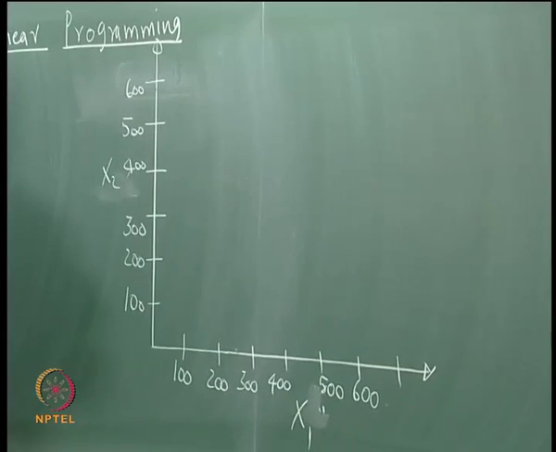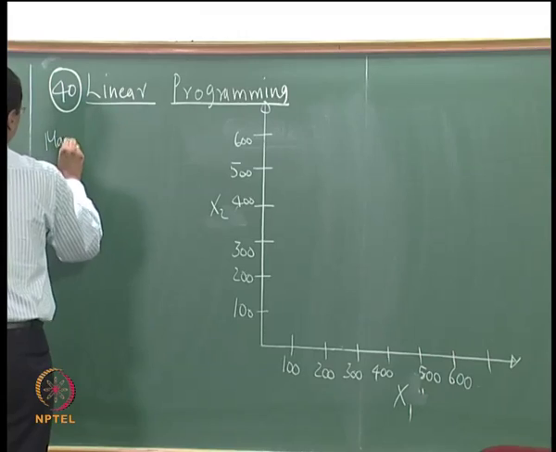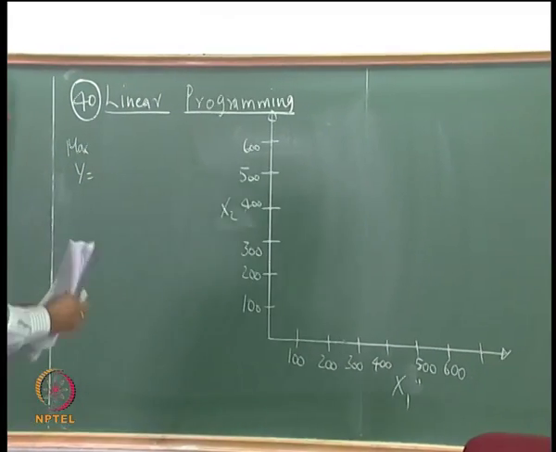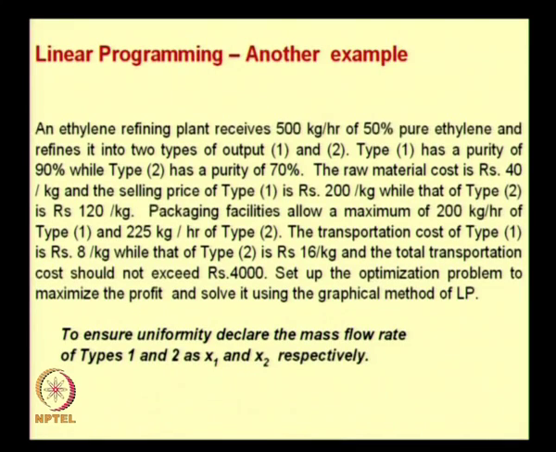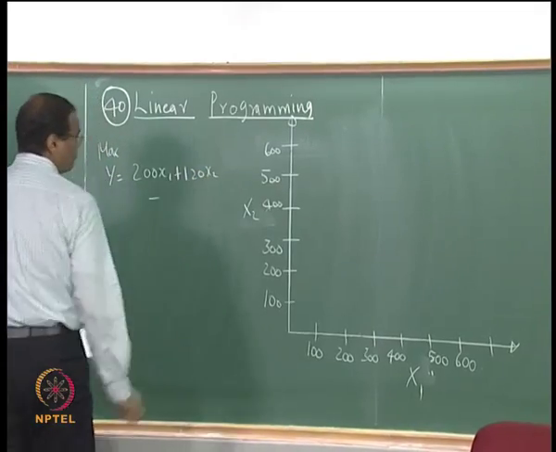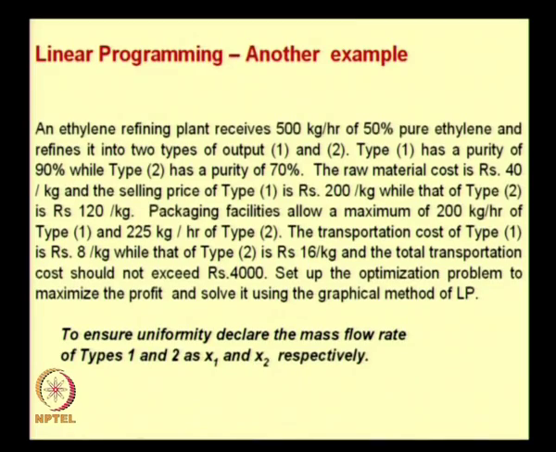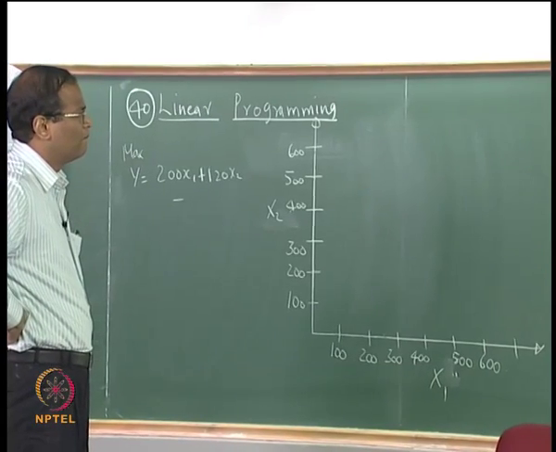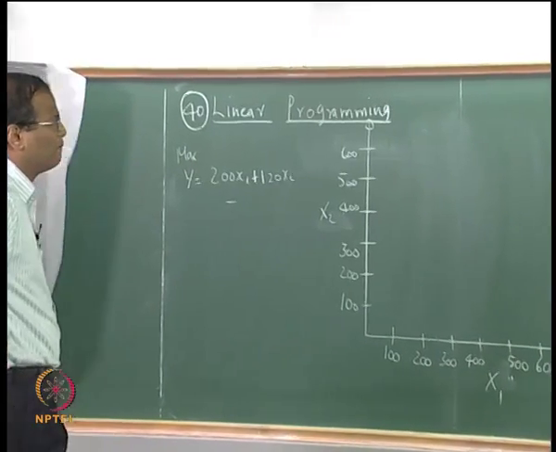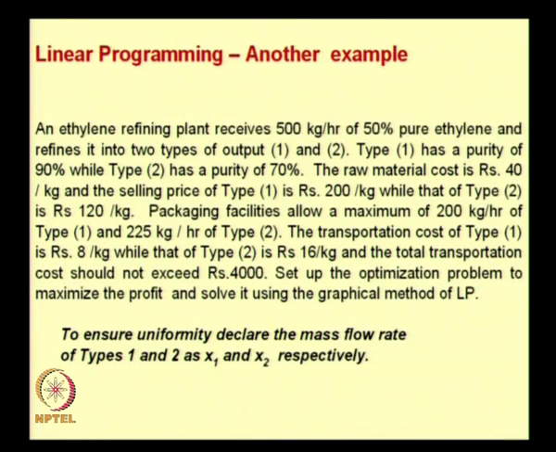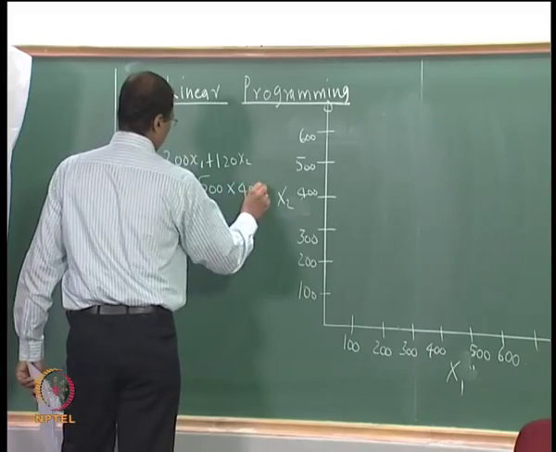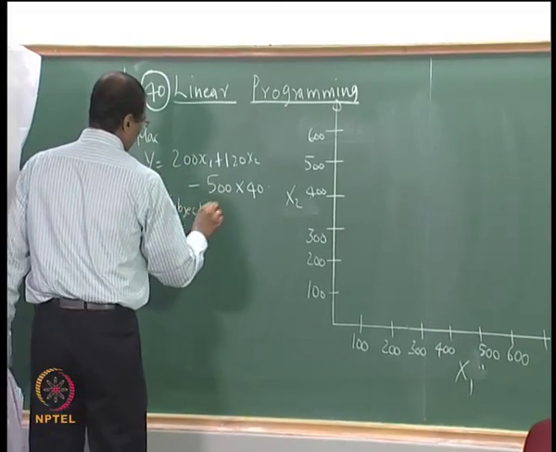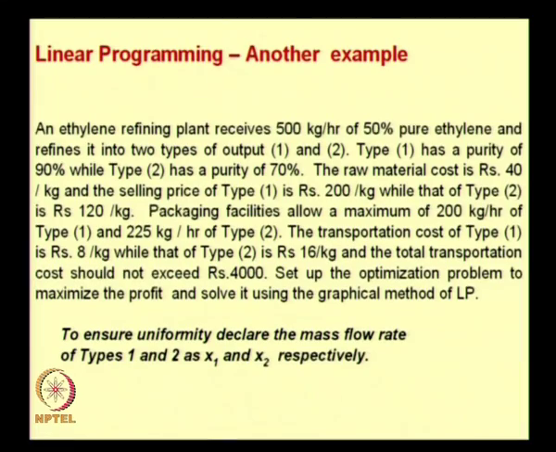So there are two kinds of constraints in this problem. Maximize: the selling price is 200 per kg, so 200 x1 plus 120 x2 minus the raw material cost, which is 40 per kg. You are buying 500 kg of raw material, so minus 500 into 40, correct. Subject to, first is the packaging constraint.